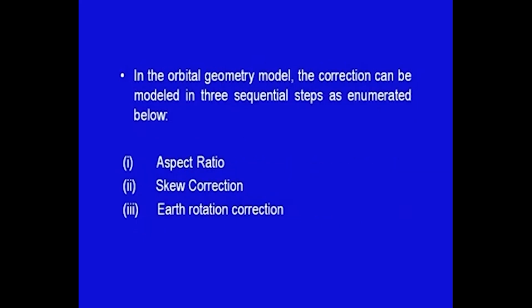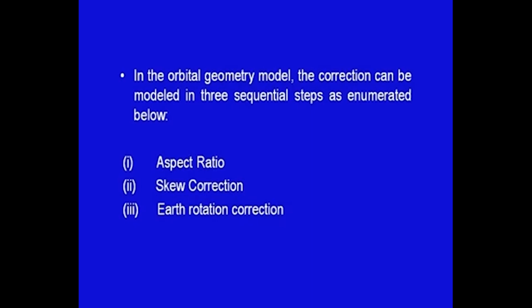In the orbital geometry model, the corrections can be modeled in three sequential steps as enumerated below. First is aspect ratio, second is skew correction, and third is earth rotation correction.